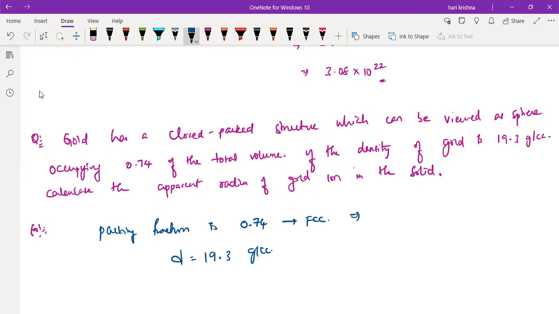See, FCC means what? Root 2 a equal to 4r. You want to find out the r. But what is the density formula? D equal to Z into M by a cube into Na. From this, you'll get the a value. Substitute the a value in this formula and you'll get the answer. Understanding how to do the problem?